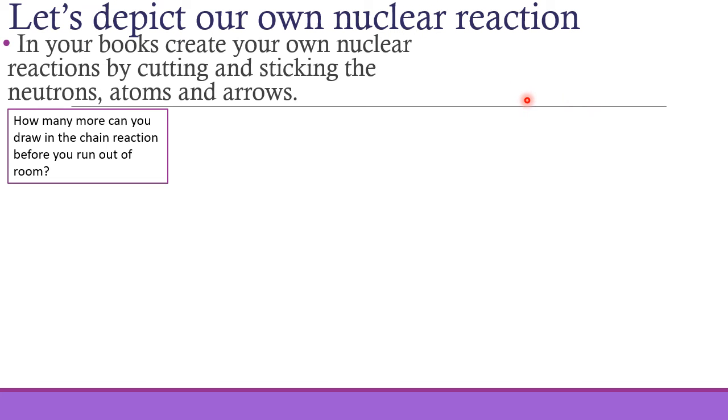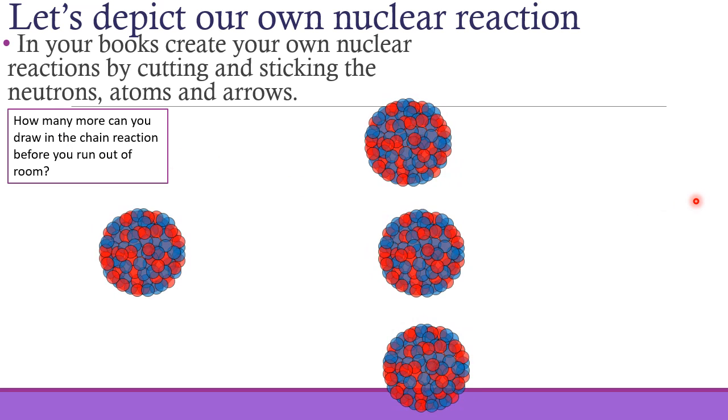Now let's depict our own nuclear reaction. In our books, we're going to create our own nuclear reactions by cutting and sticking the neutrons, atoms and arrows. Don't worry if you can't print off the cutting and sticking part, we can just draw it. That's no worries at all. How many more can you draw in the chain reaction before you run out of room? Let's see as an example.